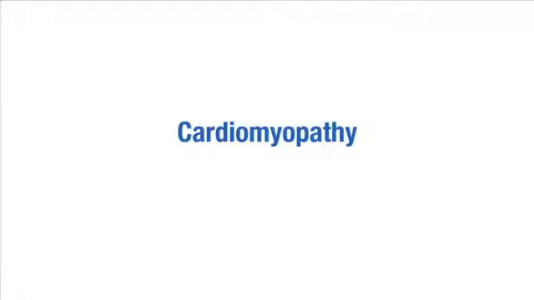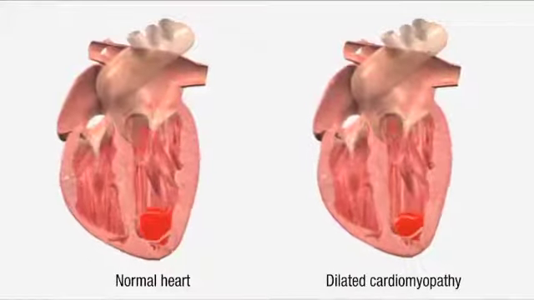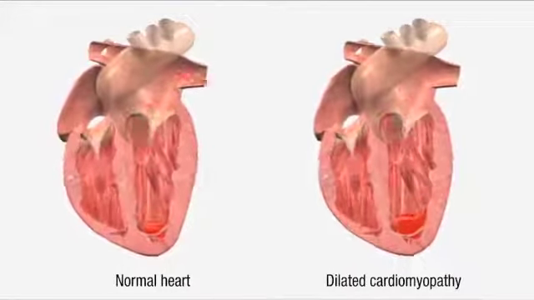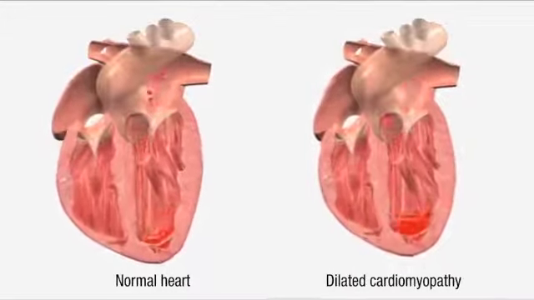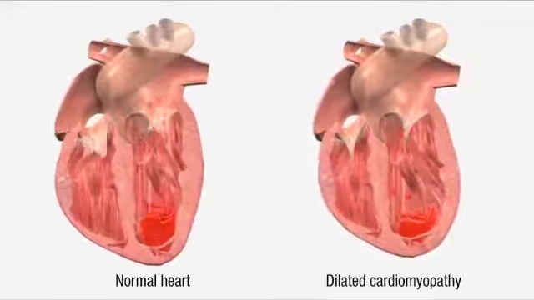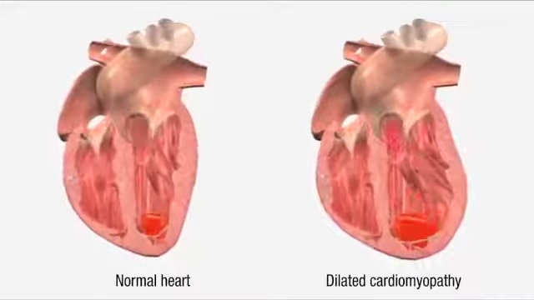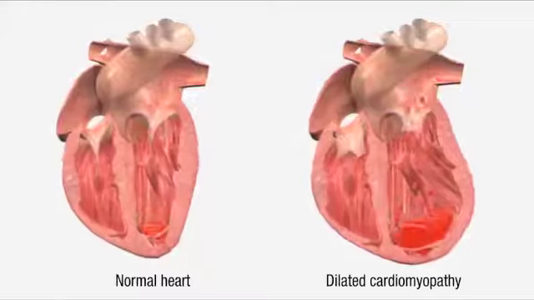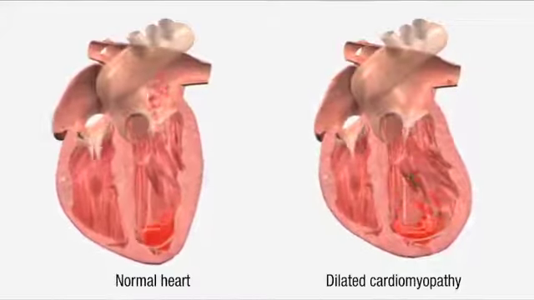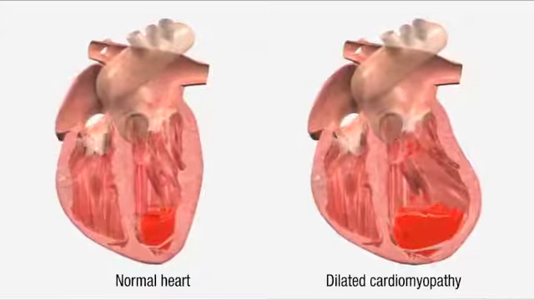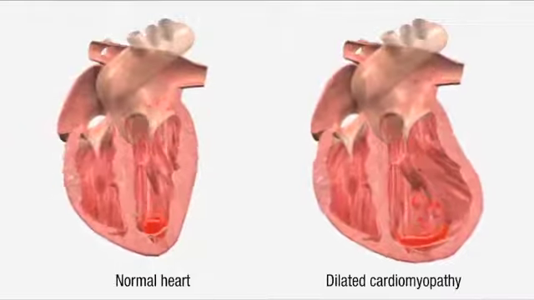Cardiomyopathies are structural and functional abnormalities of the heart muscle. Dilated cardiomyopathy is the most common form. The ventricular chamber dilates and the heart muscle wall becomes thinner, reducing the ventricle's ability to pump blood out into the circulation. Other forms of cardiomyopathy will not be discussed in this video.